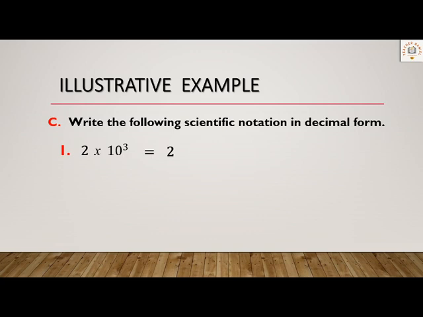And then, since our exponent is 3, just add 3 zeros. So the answer is 2,000. Number 2, 6.7 times 10 raised to positive 5. So first, write 6.7. And then, we will move the decimal point of 6.7 5 times going to the right. Okay? Because our answer must be whole number.